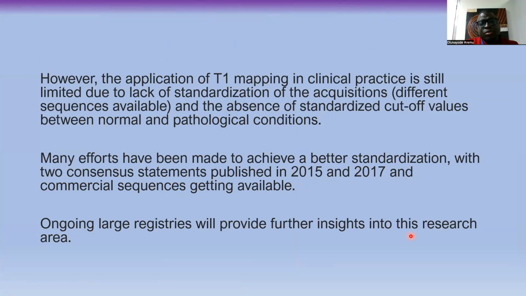Many efforts are being made to achieve better standardization, with two consensus statements published in 2015 and 2017, and commercial sequences becoming available. So people are still building repositories, and research is looking into building special sequences where we can actually say: are we still going to be using gadolinium? Are we still going to be using LGE? Or are we going to move to, say, T1 mapping and ECV?